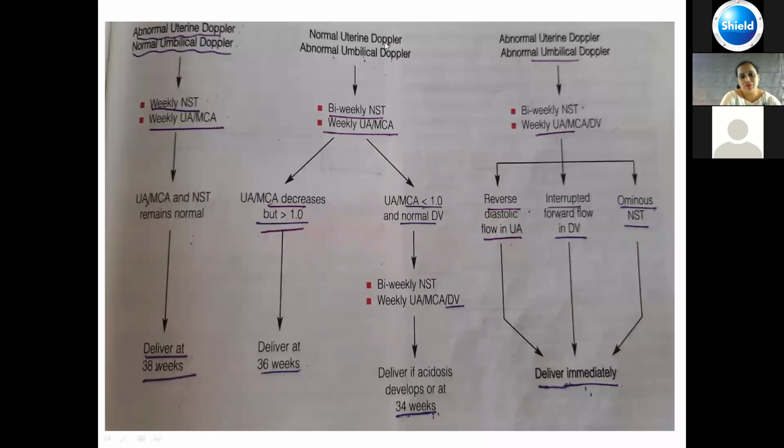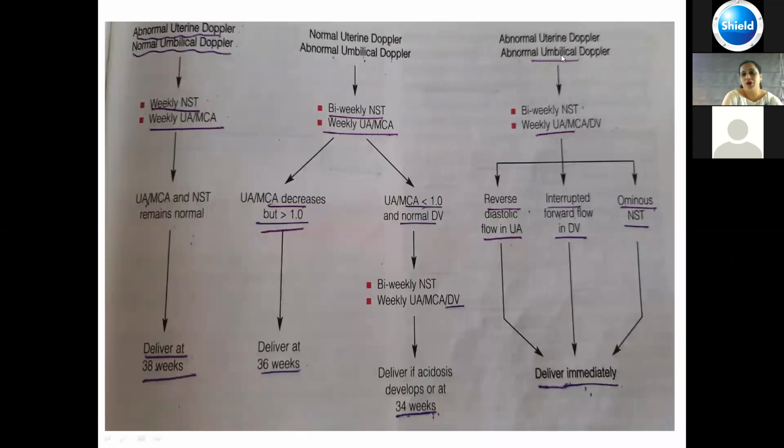If normal uterine Dopplers and abnormal umbilical Dopplers are there, bi-weekly NSTs have to be done and weekly umbilical and MCA Dopplers have to be done. If the ratio is decreased but greater than 1, we can deliver at 36 weeks. If it is less than 1 and the ductus venosus is normal, we do bi-weekly NSTs and repeat the Dopplers, and we try to postpone at least till 34 weeks and then deliver. But if any acidosis has developed or if the baby has already reached 34 plus weeks, it's better to deliver.